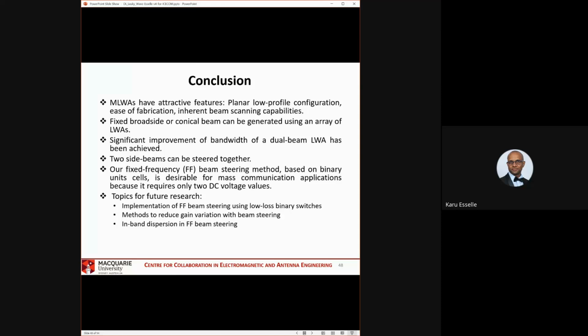But I think this is quite a unique, unconventional part of this lecture: the fixed frequency beam steering method. Without change in frequency, based on binary unit cells, you can implement it using any type of binary cell, pin diodes, any MEMS, etc. And it's desirable for mass communication applications because you don't have to change frequency and you only need 2 DC bias voltages, sometimes only 1, because one of them could be 0.